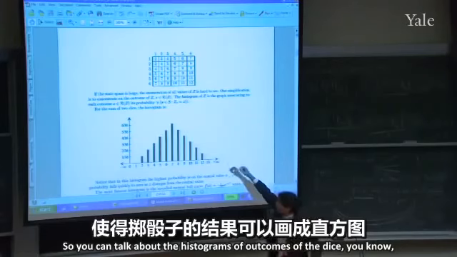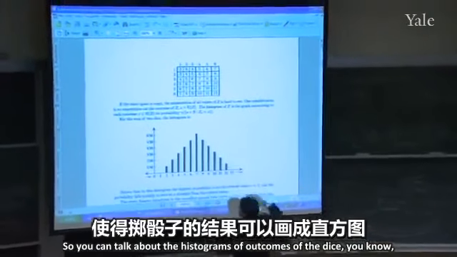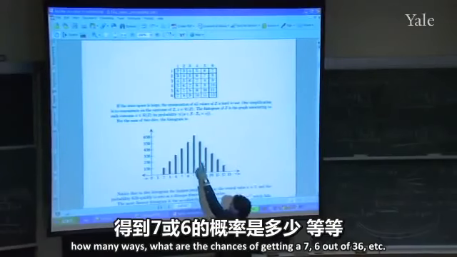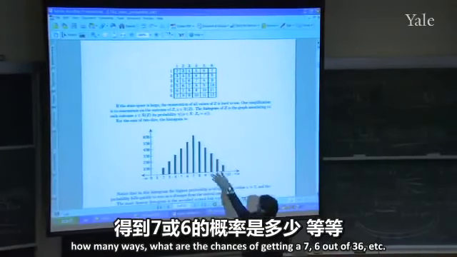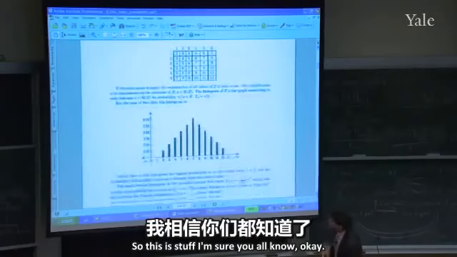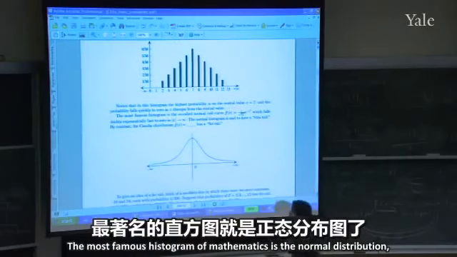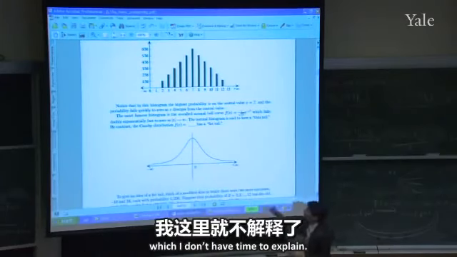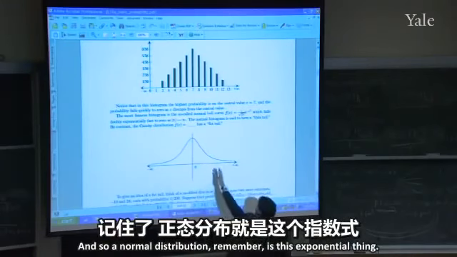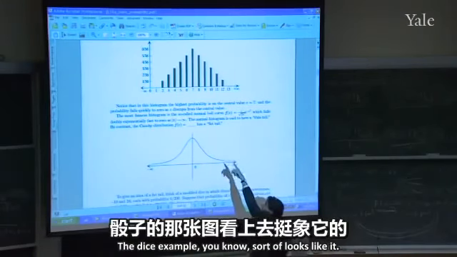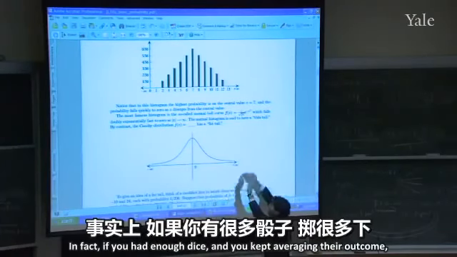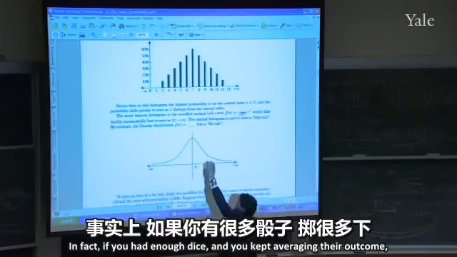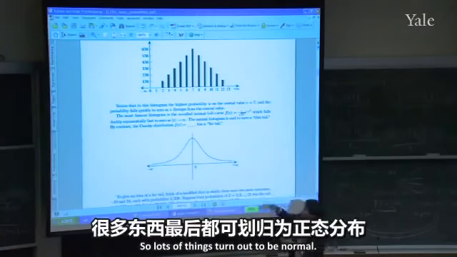So you can talk about the histogram of outcomes of the dice, how many ways, what the chances are, the chances of getting a 7, 6 out of 36, etc. This is stuff I'm sure you all know. The most famous histogram in all of mathematics is the normal distribution, which I don't have time to explain. A normal distribution, remember, is this exponential thing. The dice example sort of looks like it. In fact, if you had enough dice and you kept averaging their outcome, it would be normally distributed. So lots of things turn out to be normal.